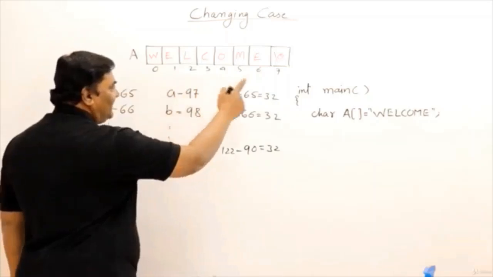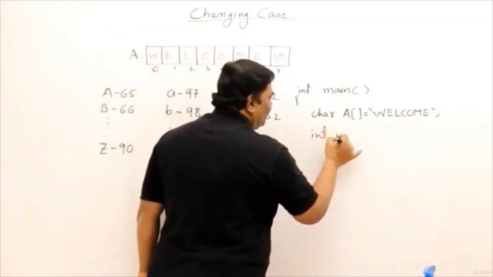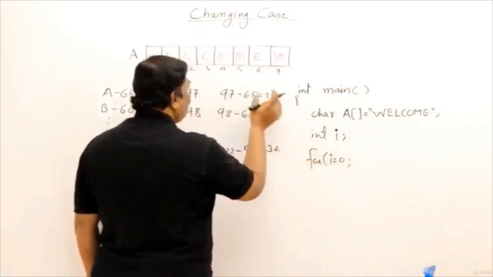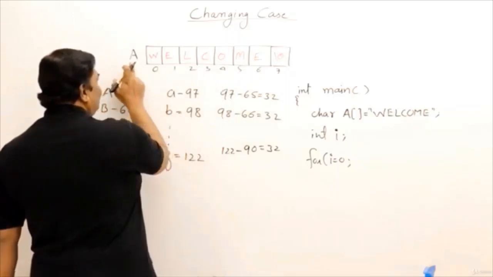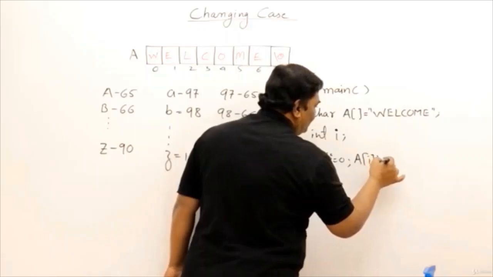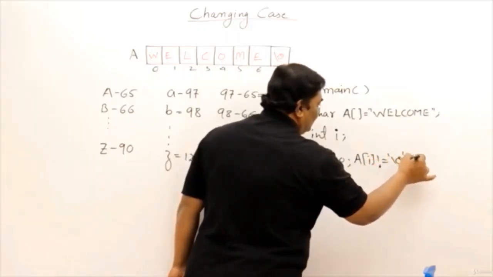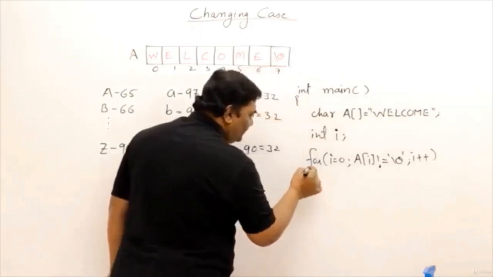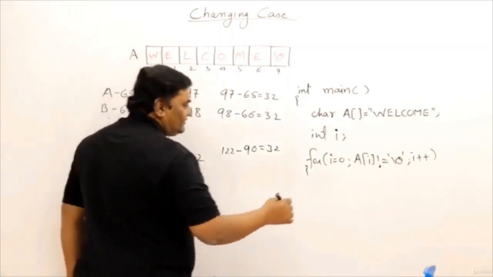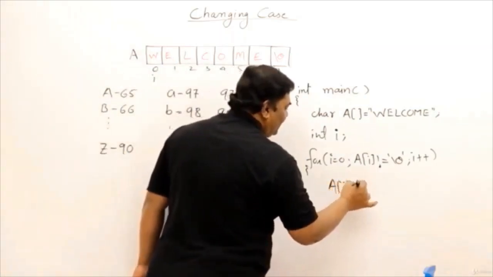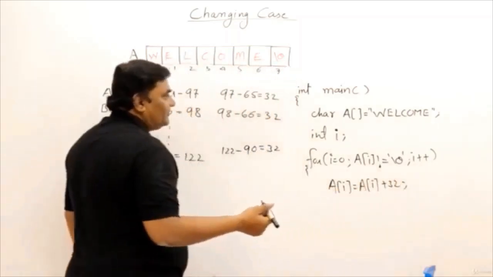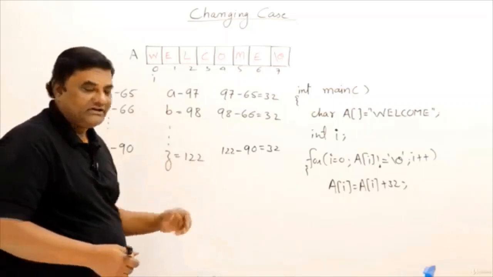I should scan through all these alphabets, so for that I need a for loop. I will declare a variable i. For i assign 0, and I should stop when it is '\0'. I have given the name of the string as A. So as long as A[i] is not equal to the null character, I should increment i. Then what should I do every time? At each place, I should add 32. So A[i] = A[i] + 32. The 32 code is added, so it will become lowercase.